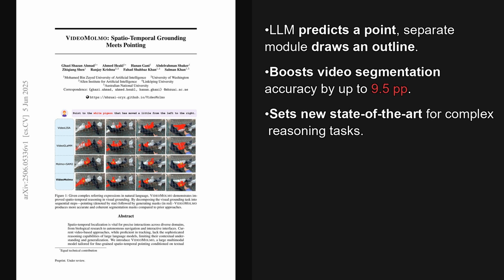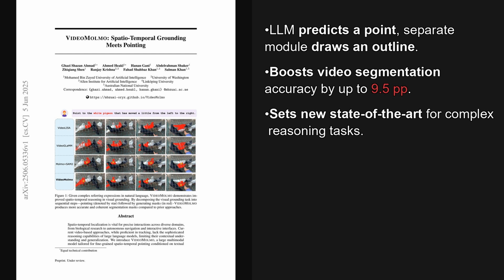I am Alex, and today we're looking at a paper from the Papers with Code trending list, published on the 5th of June, 2025. This paper introduces a new model that substantially improves an AI's ability to understand and point to objects in videos based on complex text commands. The paper is titled VideoMolmo, Spatio-Temporal Grounding Meets Pointing.